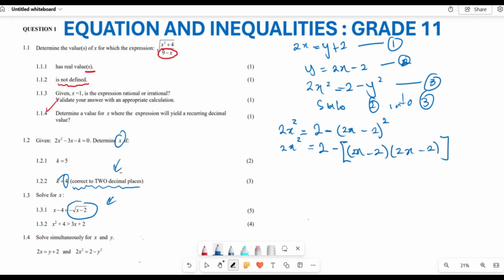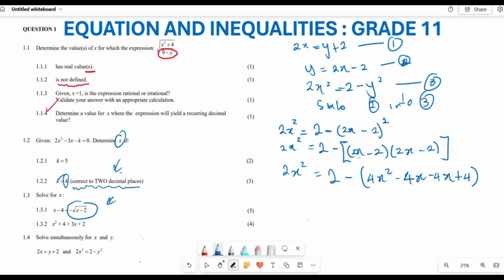All right. And now this is same as 2x squared equals 2 subtract now 2x multiplied by 2x. What is going to be this one? Can you see this is same as 4x squared? Then this is going to be negative 4x. And then this one and this one again gives you negative 4x. And negative times negative gives me positive 4. Altogether, right? This negative 2 and negative 2 gives me positive 4.